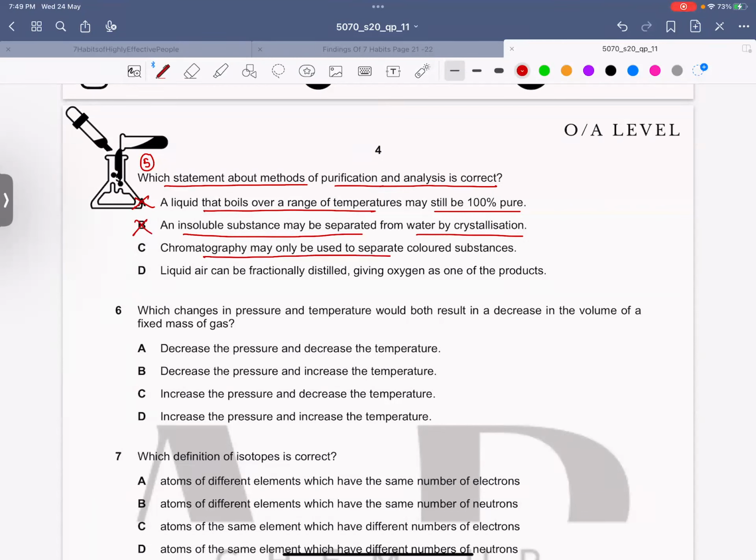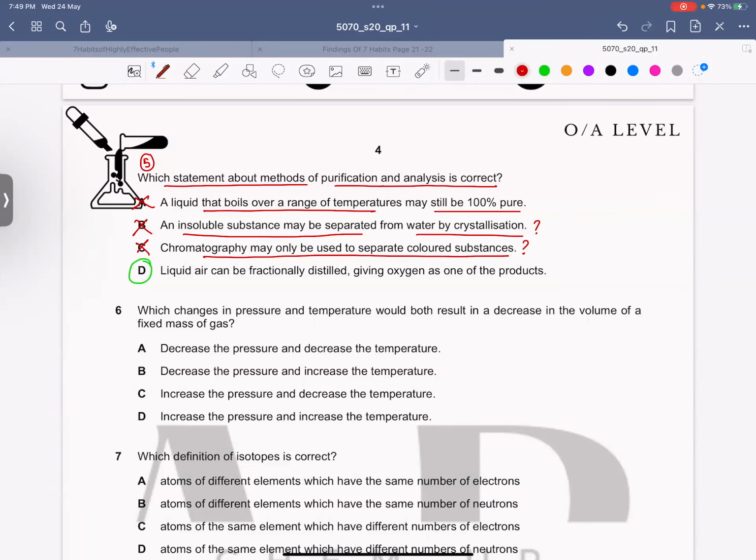Chromatography may only be used to separate colored substances. Is this a correct statement? Because amino acids are colorless, and then we spray a locating agent to identify their places on the chromatogram. So C goes wrong. From the exam point of view, if you figured out A, B, and C are wrong, then you don't have to work on D. Just mark D, save your time, and move to the next question. Okay.